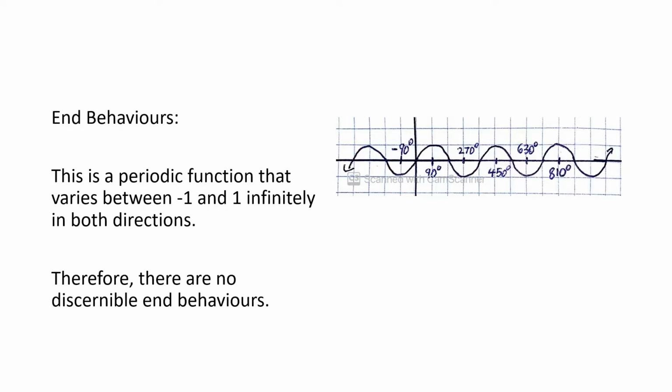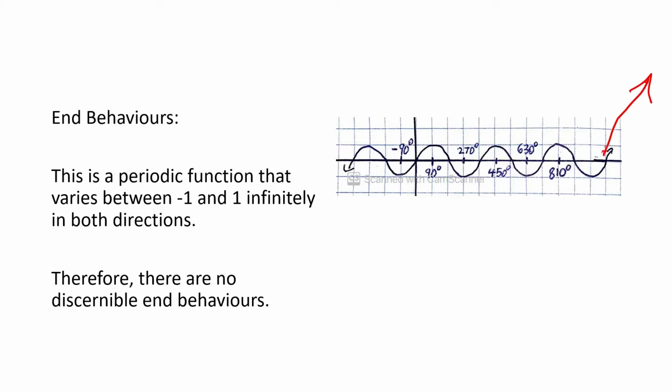For end behaviors, this curve definitely doesn't go to infinity. I can't say that that curve shoots off to infinity because it doesn't. It's always fluctuating between -1 and 1, but I also can't pinpoint a number in either direction that the curve actually goes towards, a limit, as we'll talk about in the calculus course. I can't really set that down, and so what we do is we say there are no discernible end behaviors.